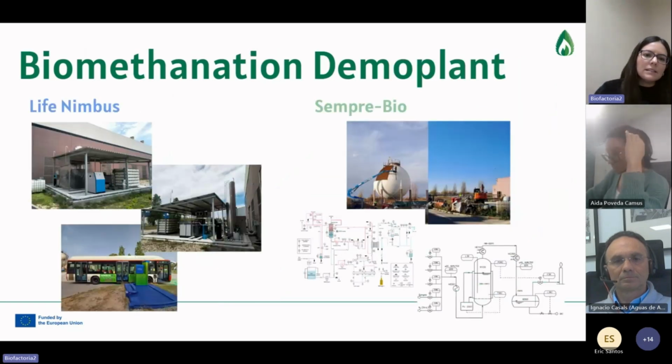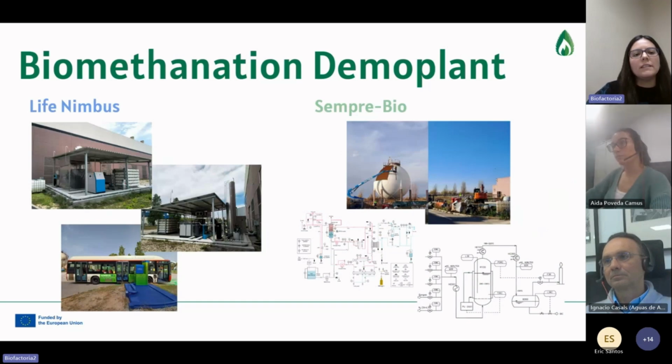Regarding the demo plants, we can see that the Life Nimbus has been operating since last year. We have all the plant in construction already, and it's working and operating. And we are at the stage of optimizing the results of the biomethane produced. While the Sempre Bio is currently under engineering design and also in construction.